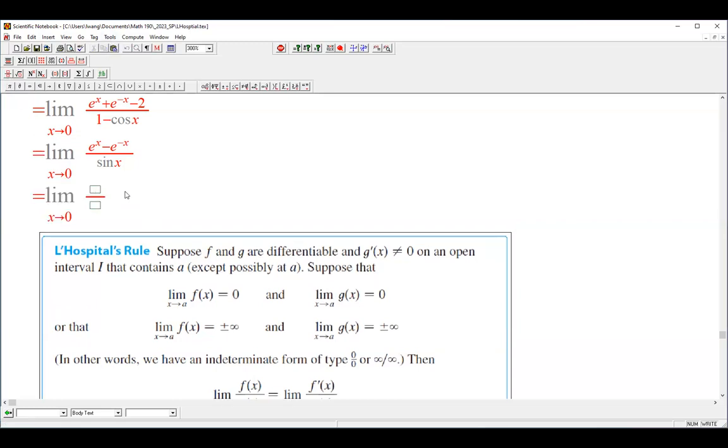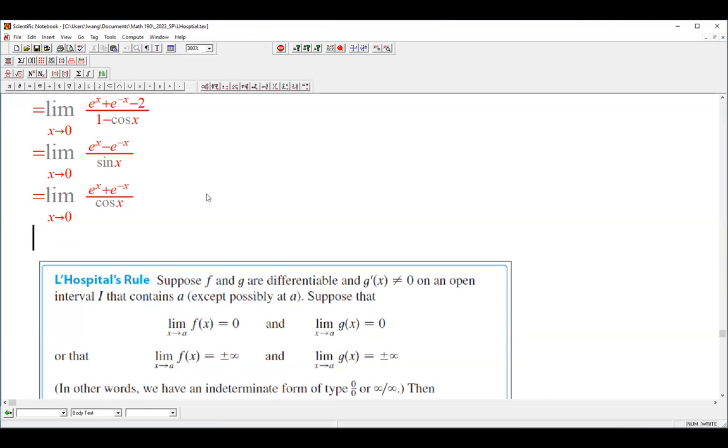Okay. And the derivative of e to the power x, of course, is e to the power x. The derivative of negative e to the power negative x is going to be, the same story again. So it's going to be e to the power of negative x. The derivative of sine x is cosine x. Now, if x is approaching 0, denominator will no longer be 0. In fact, the whole thing is a continuous function.